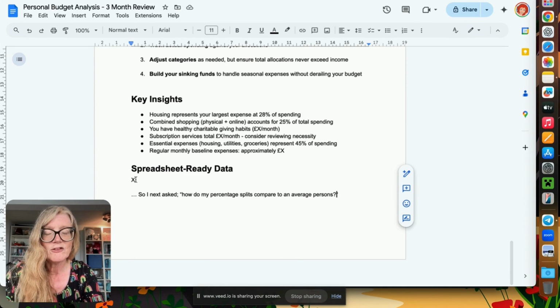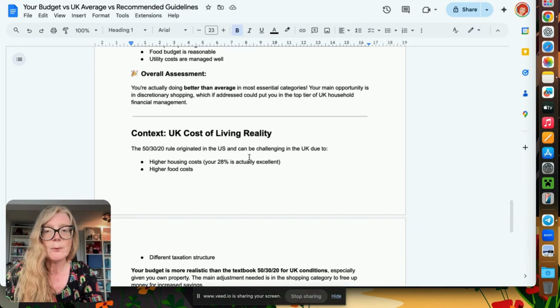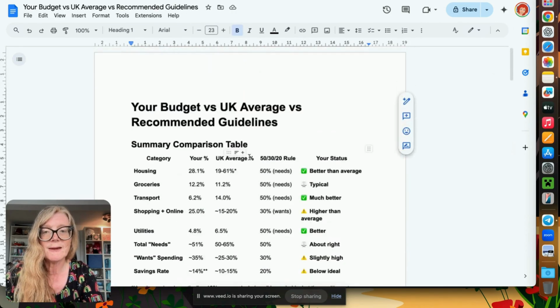It also generated that in a format for me that I could just drop straight into a CSV file if I want to start recording this. So that made me think, how does my percentage split compare to an average person? So that was the prompt that I put in next. And again, just with a little bit of privacy preservation, the output I've copied into here.